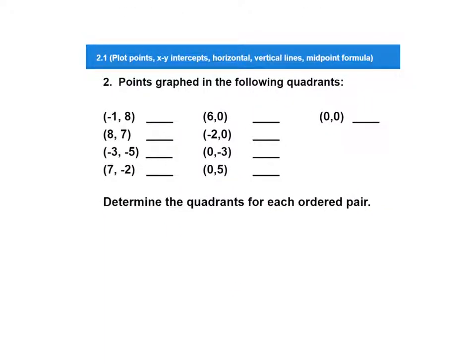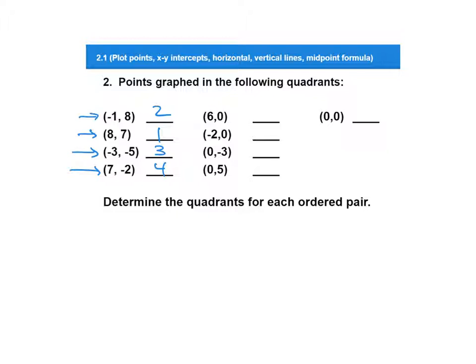So you're thinking about coordinates. The first one, just starting this way, and then we'll work our way down. So this would be left and up. That would be quadrant 2. This would be right and up. That's quadrant 1. This would be left and down, quadrant 3. Right and down, quadrant 4.